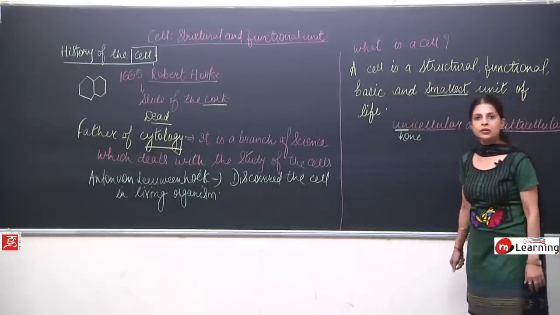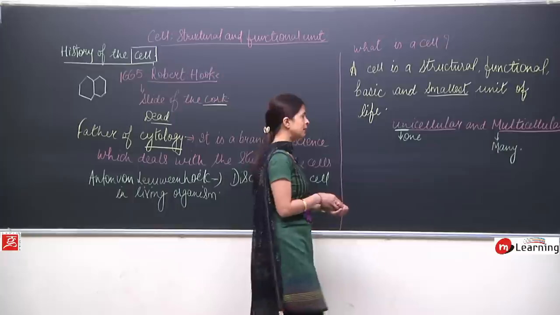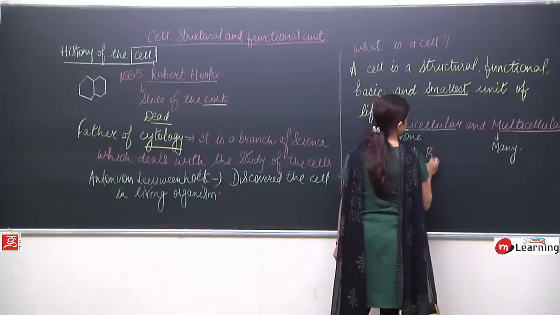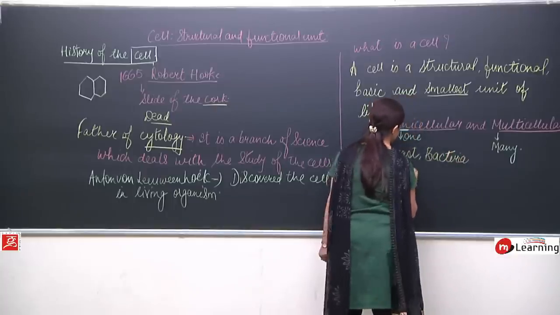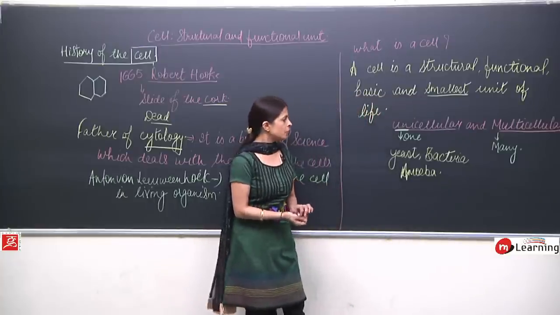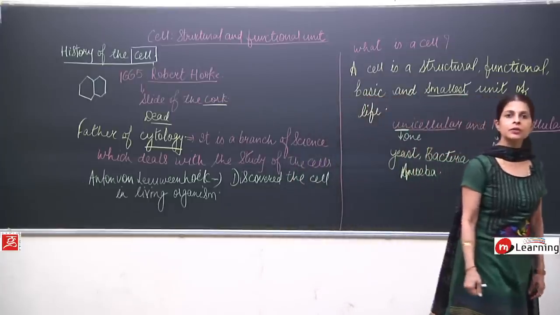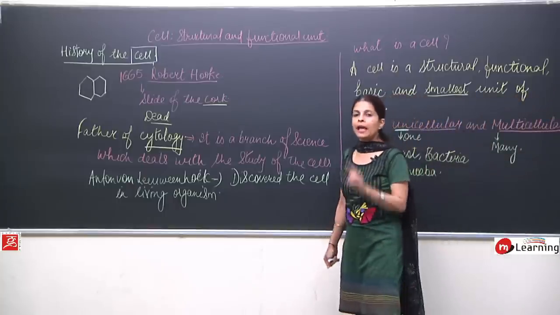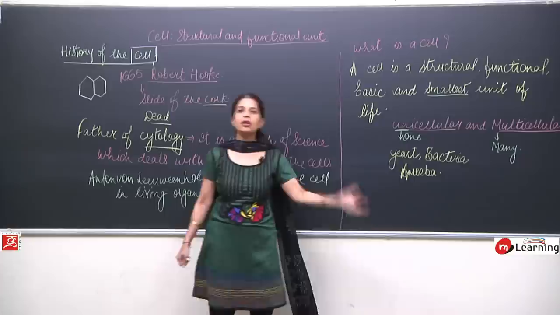When we talk about unicellular organisms, we are very clear with examples like yeast, bacteria, amoeba, paramecium, etc. All these organisms have one cell. These are unicellular. That means the organism's body has only one cell, and this one cell is responsible for performing all the functions.